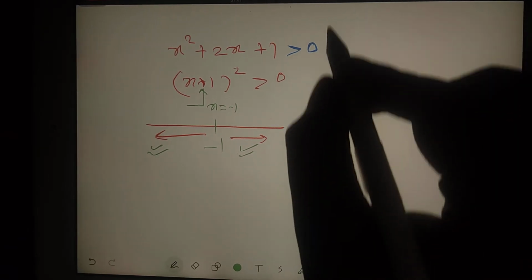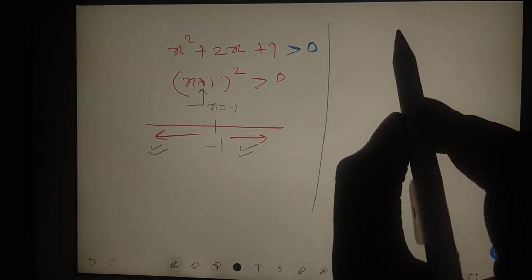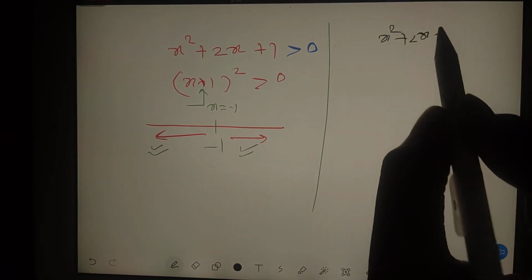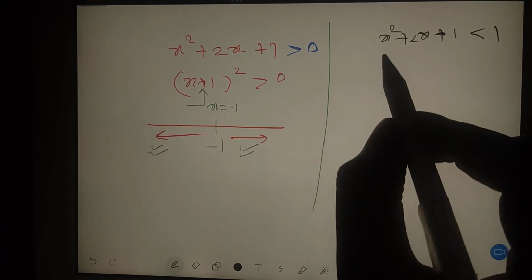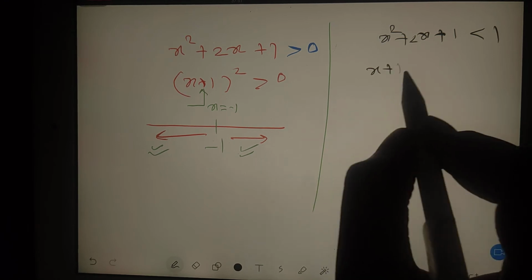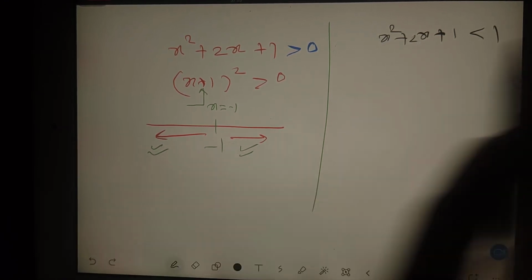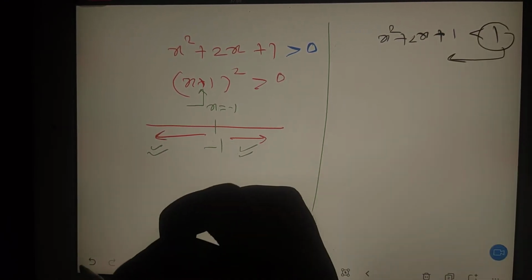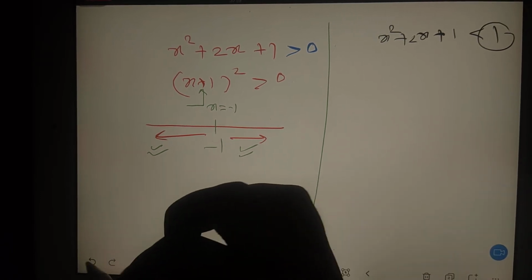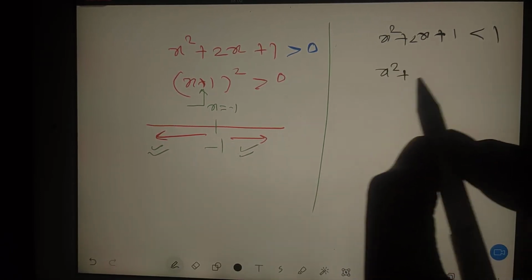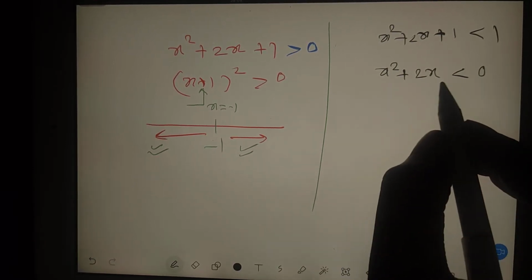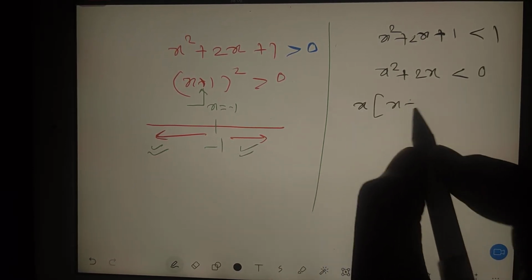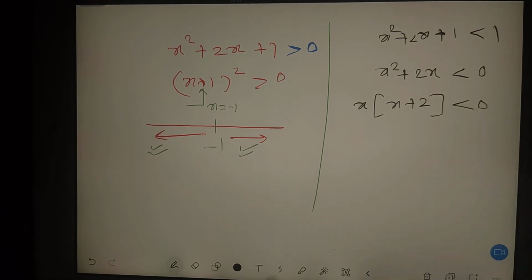Now let's go for another set. In another set we have to find out x square plus 2x plus 1 should be less than 1, correct? And if you write like this, x plus 1, okay, we can do one thing. This one I can take to the left side, so this one and this one I can cancel. So I'm going to write x square plus 2x less than 0. No doubt here. Then I can take x common, so x times x plus 2 less than 0.